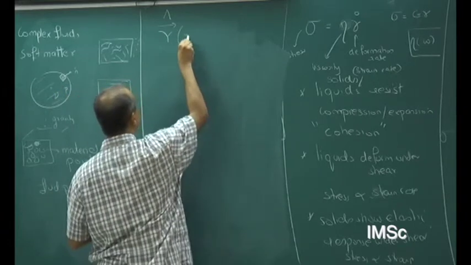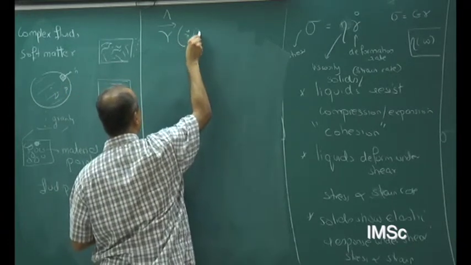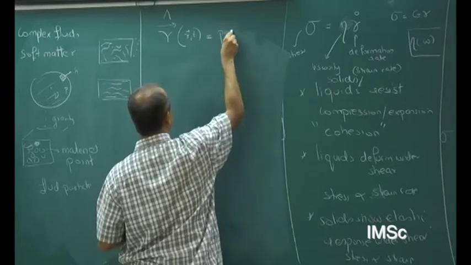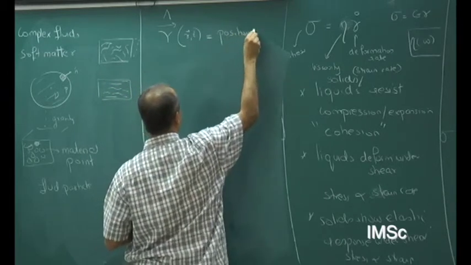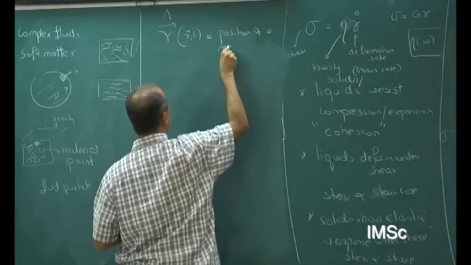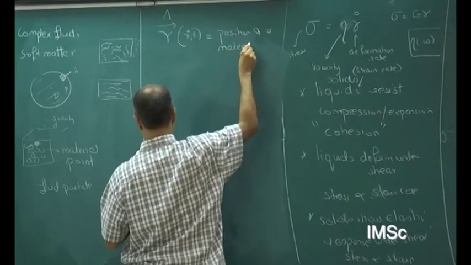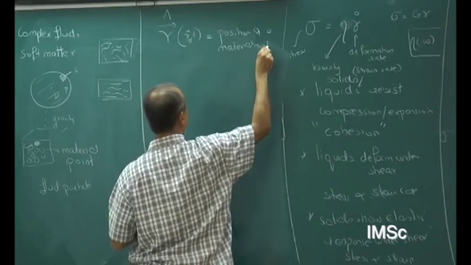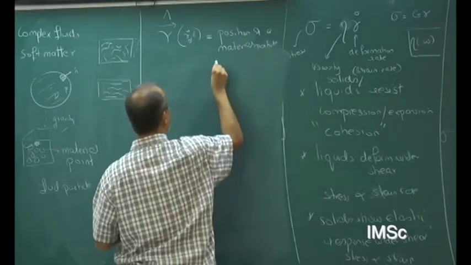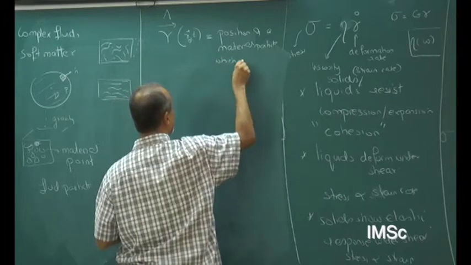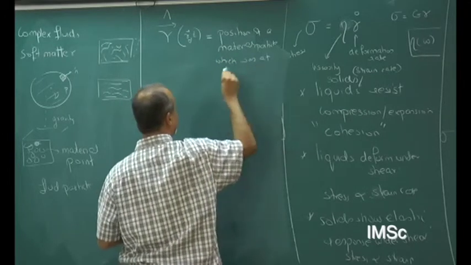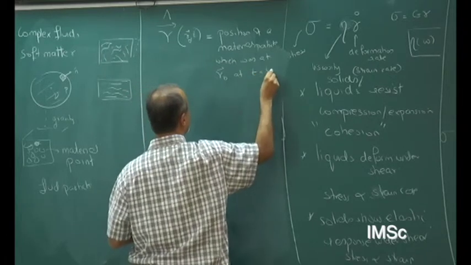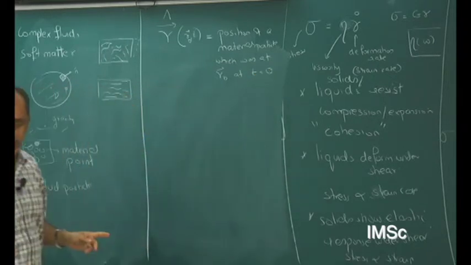R hat as a function of R0 and t is the position of a material particle, which was at R0 at t equal to 0. So what is this saying?